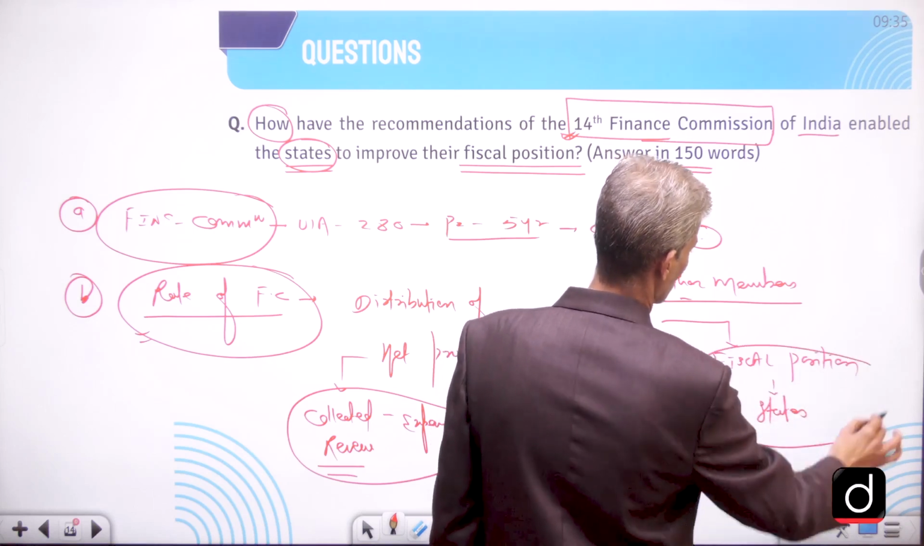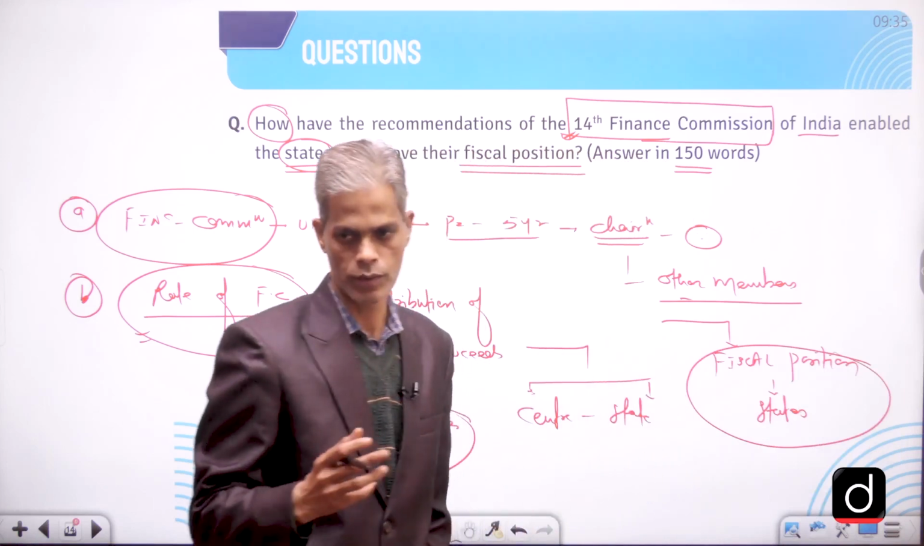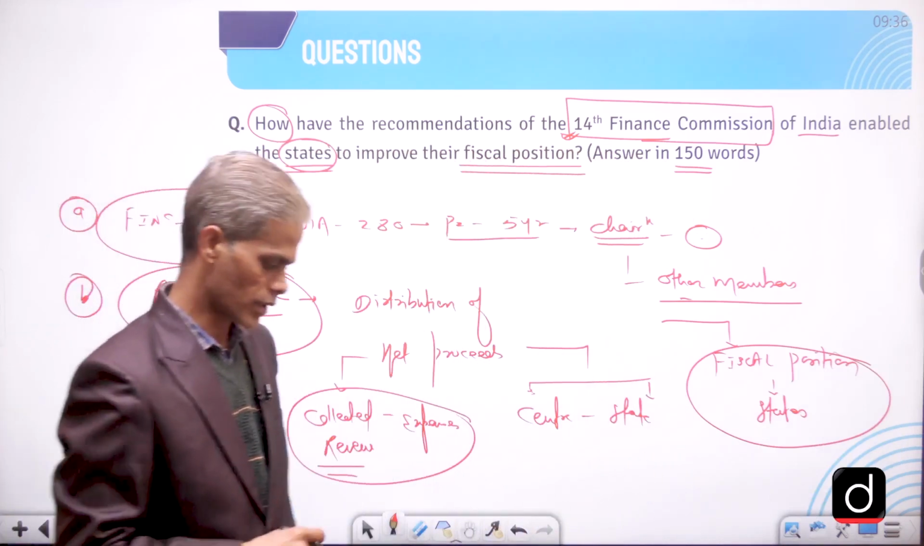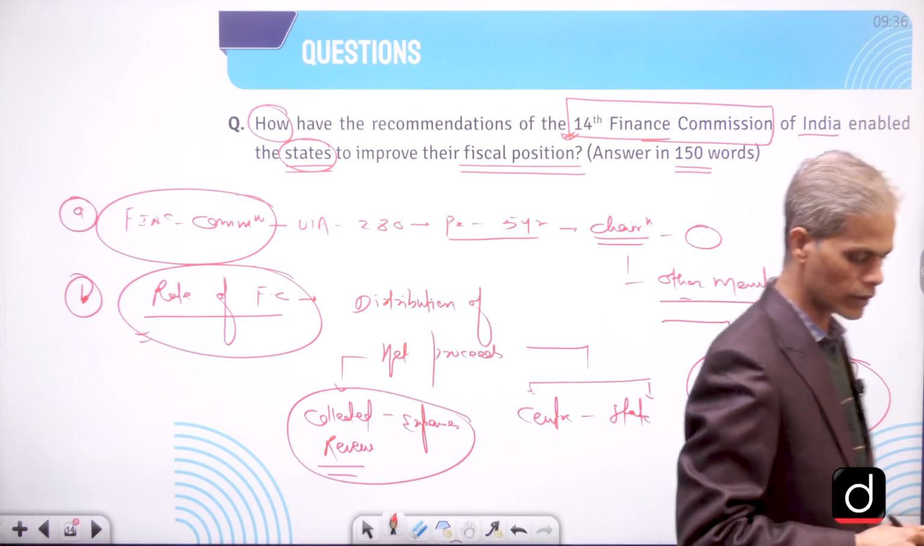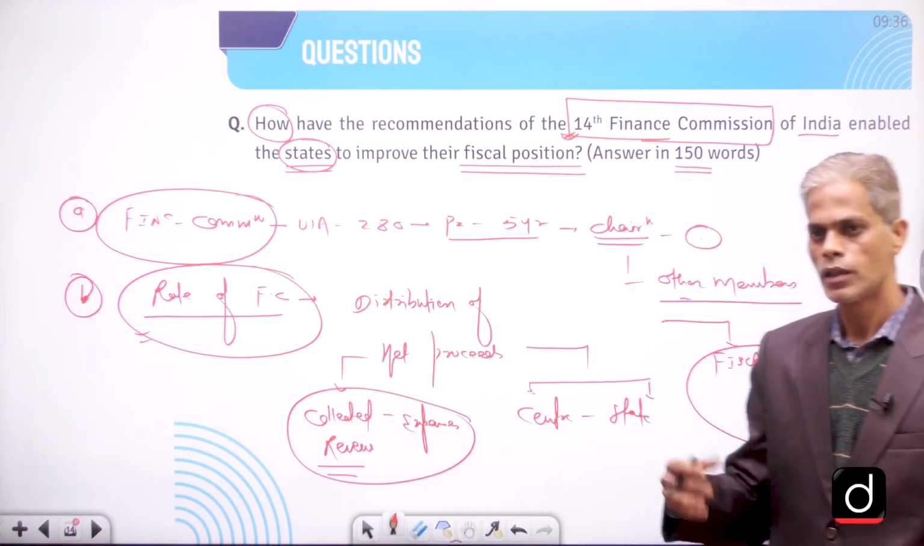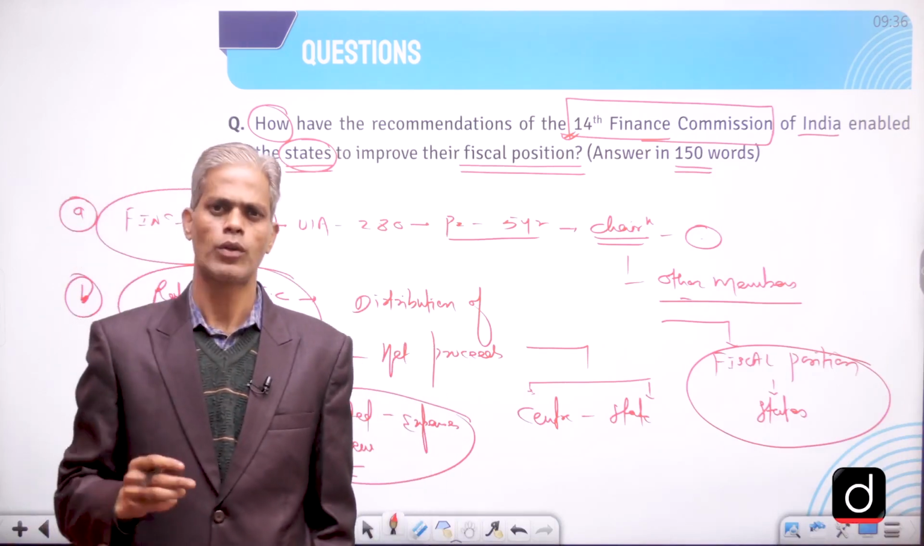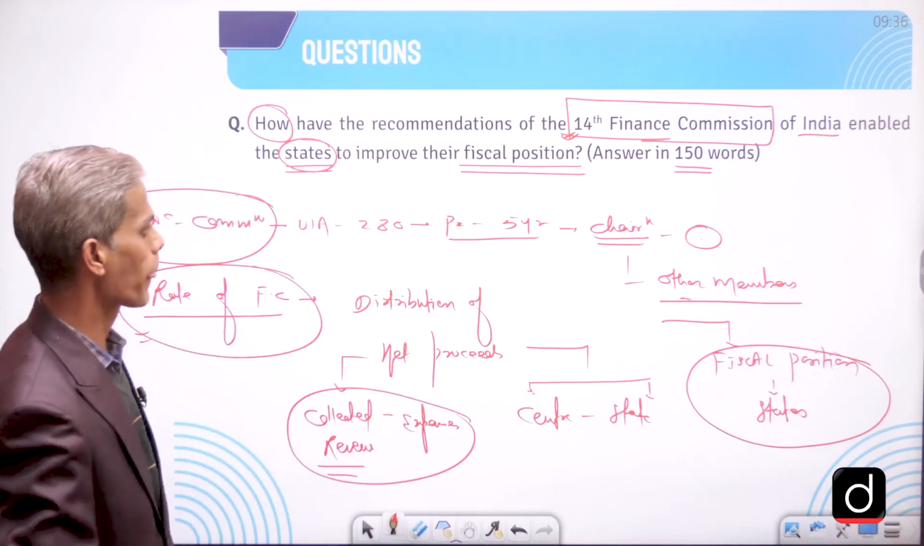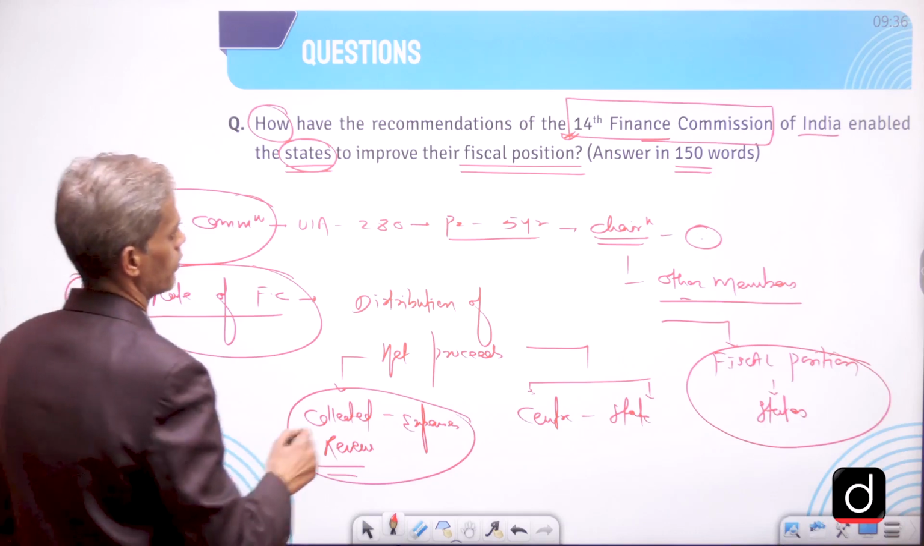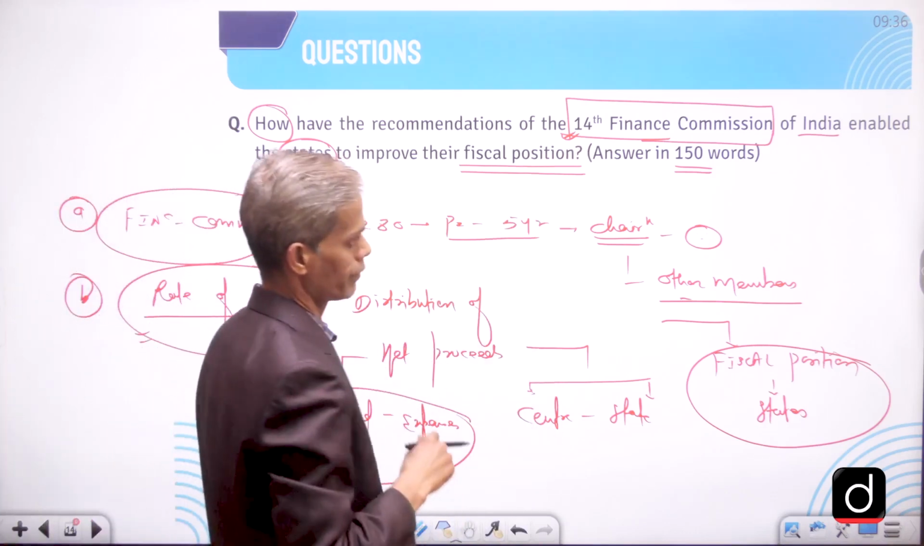right? As far as the financial consolidation is concerned, that is also one of the jobs of the Central Finance Commission. There is a State Finance Commission also, but that is with respect to the local bodies, the Panchayati Raj institutions or urban local bodies. So we don't need to mention that here. We just need to hover around the Central Finance Commission because it is about the Central Finance Commission.